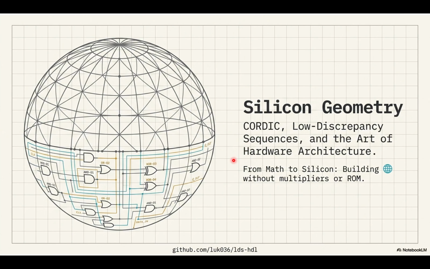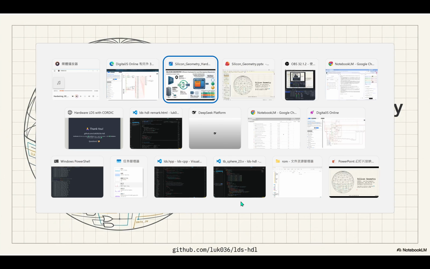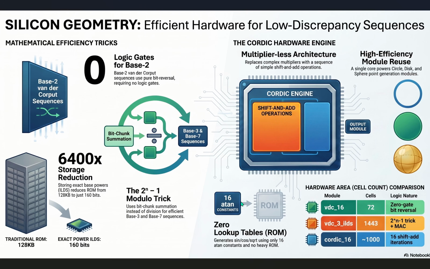And the mission for our deep dive today is to take you on a journey from high-level abstract math down to the literal physical metal and wires of hardware. Even if you aren't a hardware engineer, you're going to appreciate this. We're exploring how to physically hardwire spatial uniformity right into silicon.